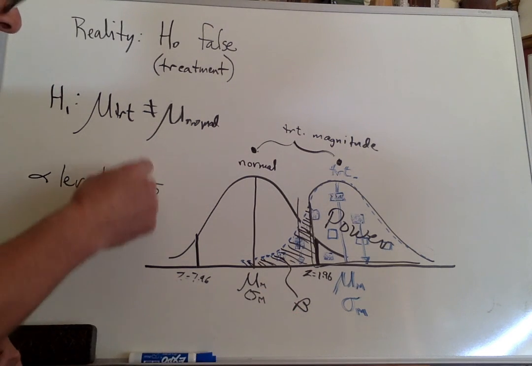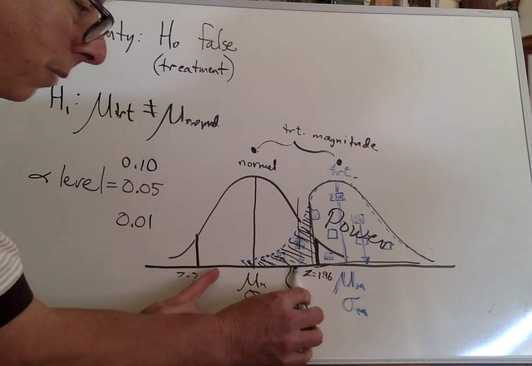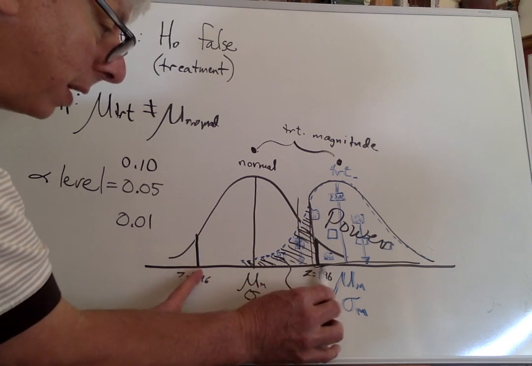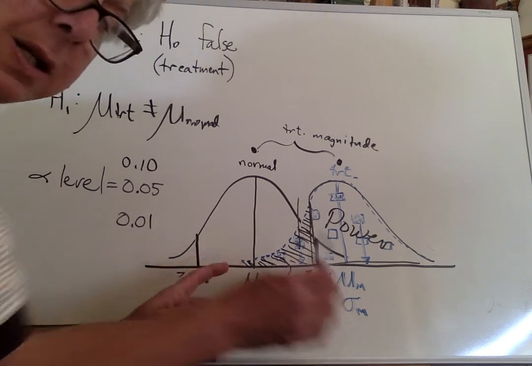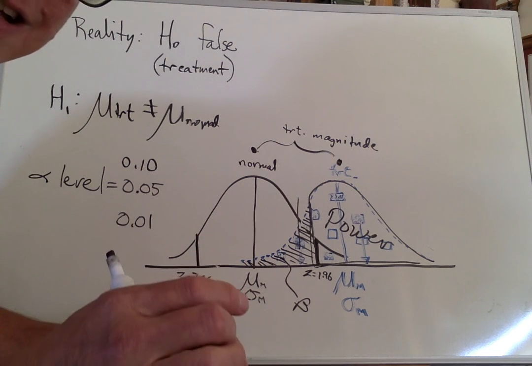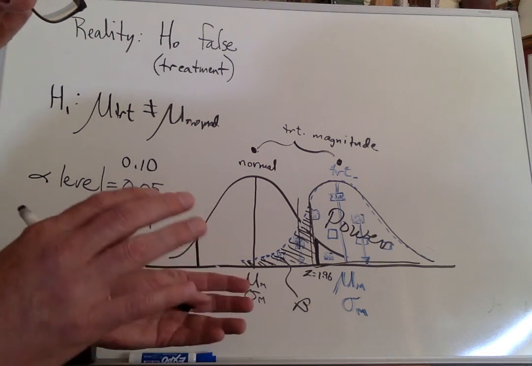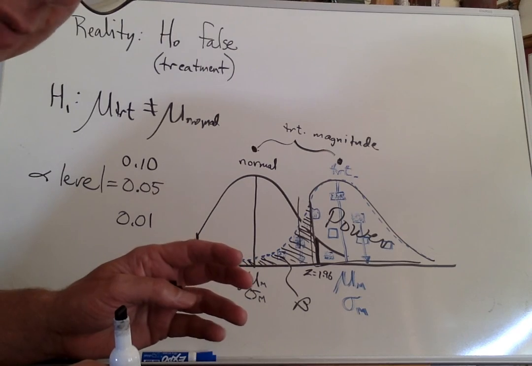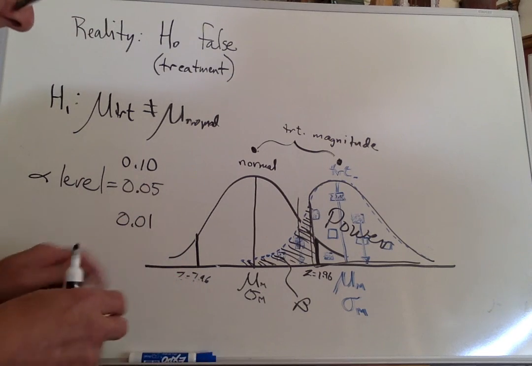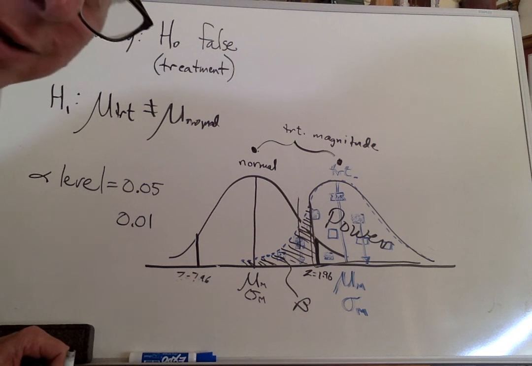If I go from 0.05 to 0.10, then I'm going to bring inward my critical value, which actually increases my power. Okay, if I bring my alpha from here into here, it would increase my power. But if the reality is there's no treatment, it also increases my type 1. So it's a little bit of a whack-a-mole game here, because I want my power to be high, but I don't want it to be so high that I'm starting to risk making a type 1 error. Okay?